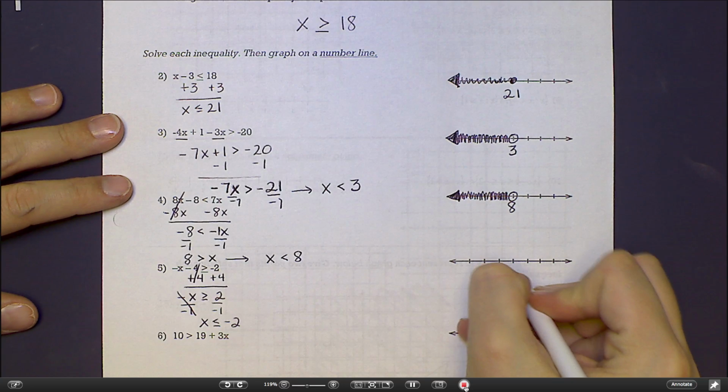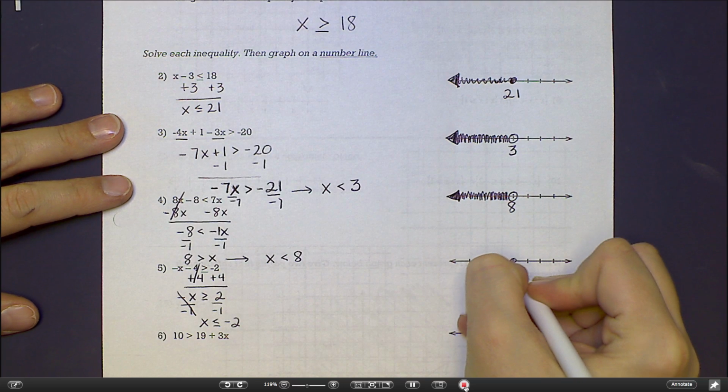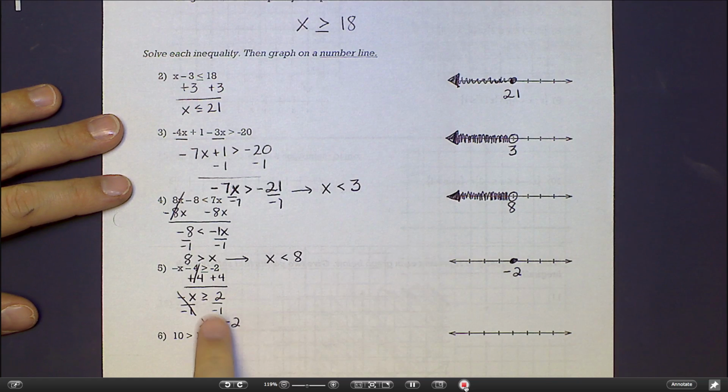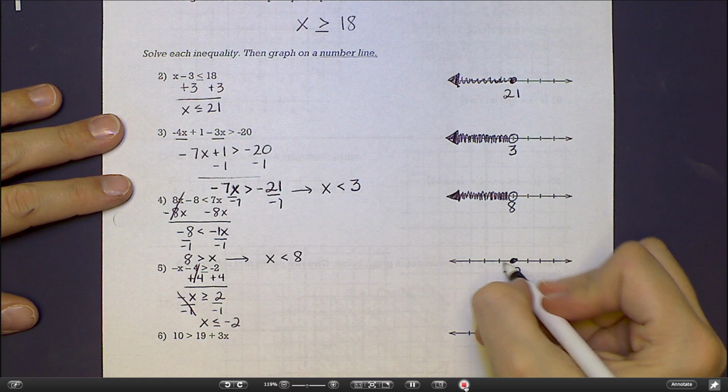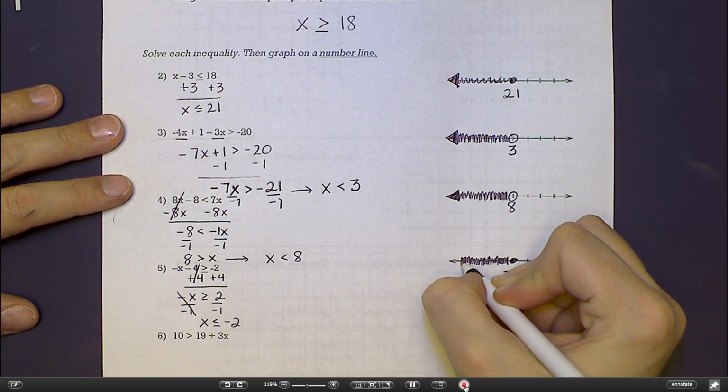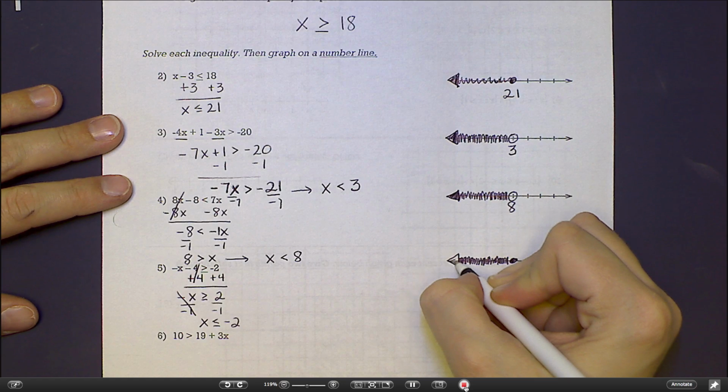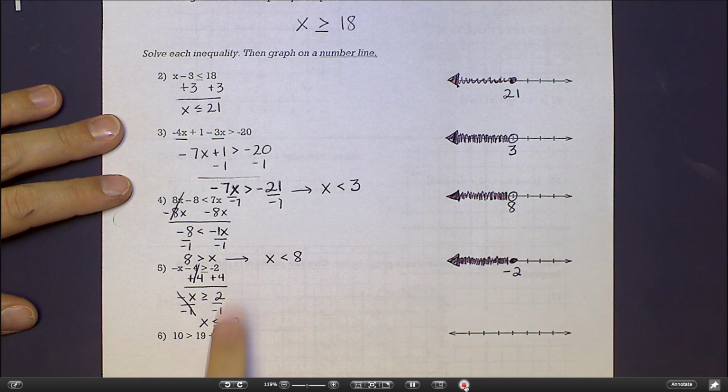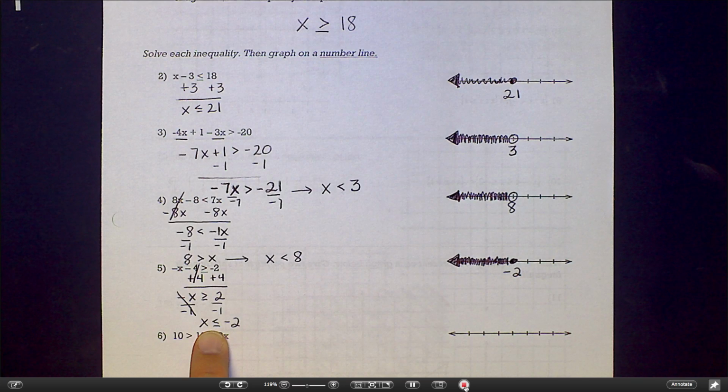So that would be a closed circle on negative 2. And again, less than is to the left. Can't believe I gave you guys all less thans to shade. Just keep in mind that if it were to come out greater than, you would be shading to the right. It all goes on the direction of the inequality.